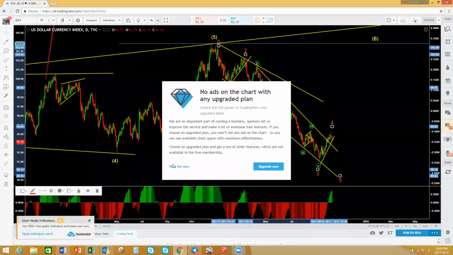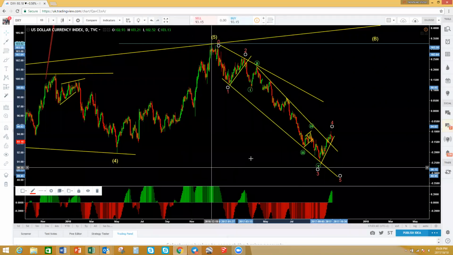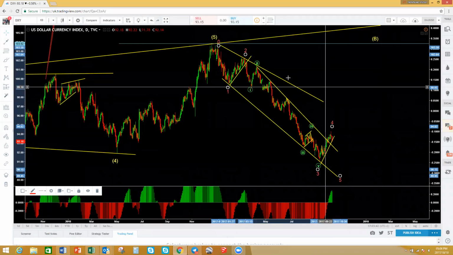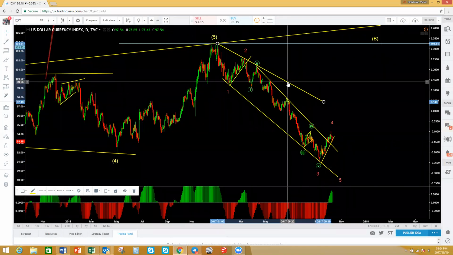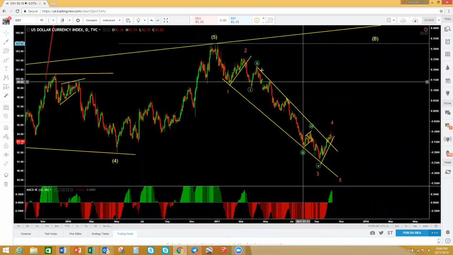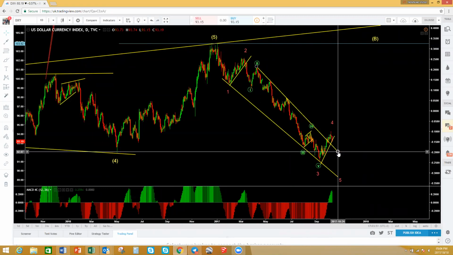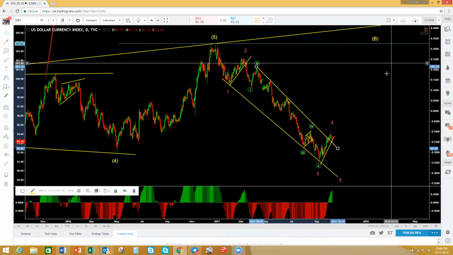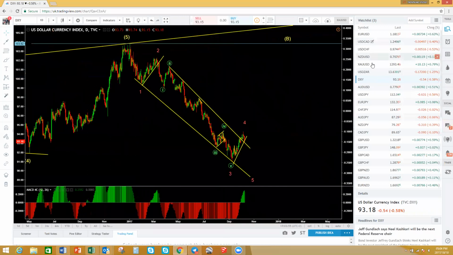Okay, so we are going to go through as many pairs as possible. There are a lot of nice setups in the market this week, some of which have not played out, some of which have already played out, and some of us are already trading them. So we're going to start with the dollar index today. Let's look at the DXY.